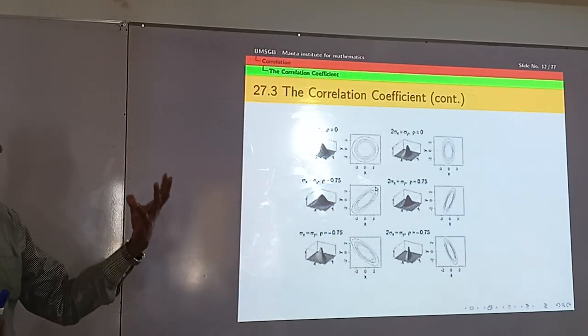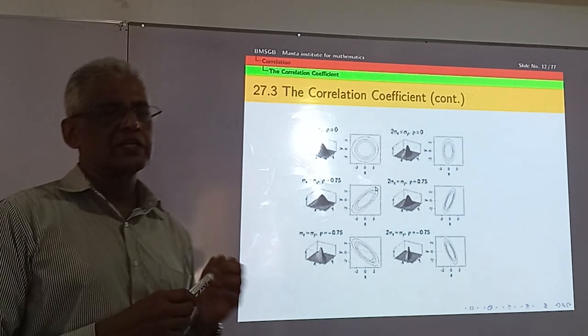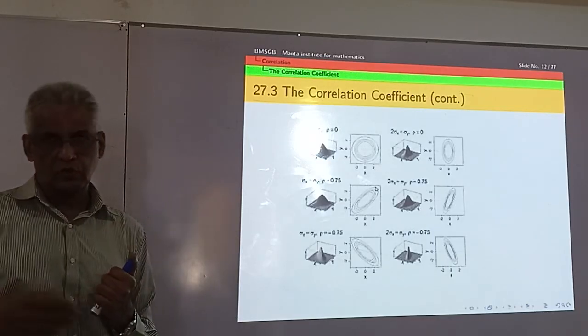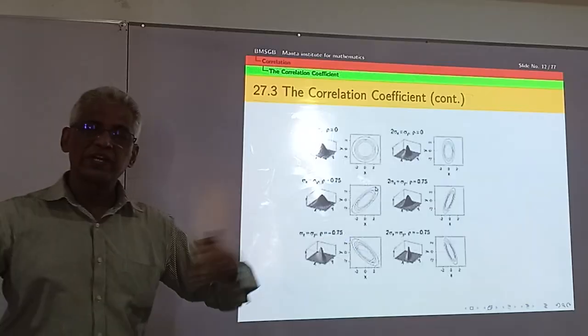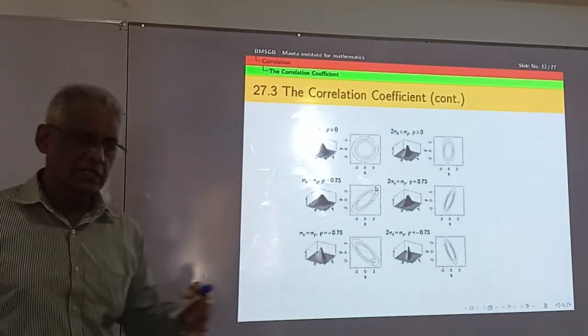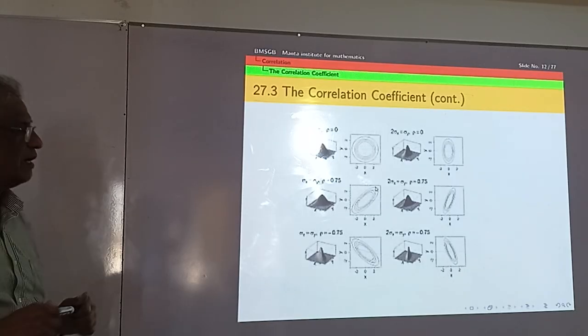So that is a requirement if you want to carry out statistical tests like testing whether rho is equal to 0. Testing rho equal to 0 is equivalent to testing whether the two variables are independent, when you have a bivariate normal distribution.